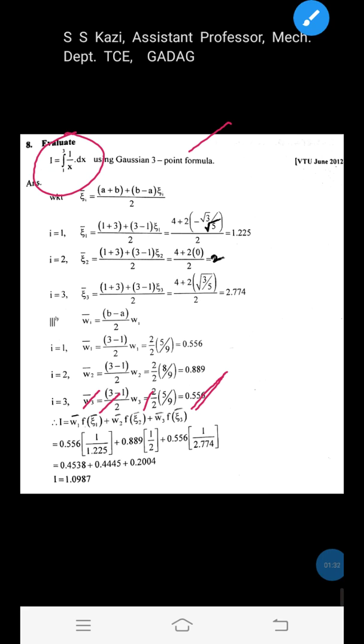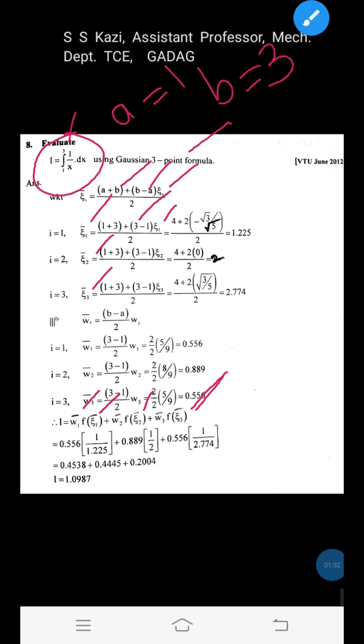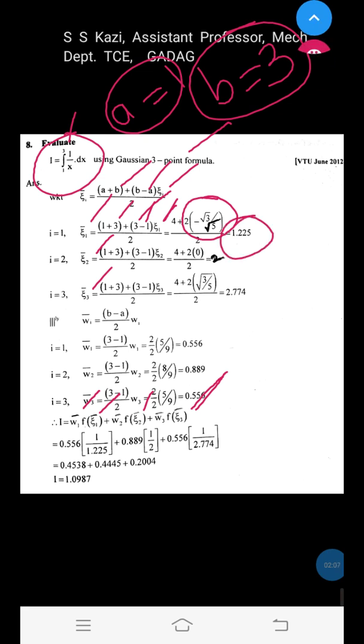Okay, now first you calculate the 3 sampling points, zeta 1 bar, zeta 2 bar, zeta 3 bar, using the formula a plus (b minus a) into zeta i divided by 2. Zeta 1 bar is equal to a plus (b minus a) divided by 2 into zeta 1, where a is equal to 1 and b is equal to 3, because the limit interval is given from 1 to 3. Lower limit is 1 and upper limit is 3. Just substitute a and b values here, and the zeta 1 value for the 3-point formula is given by minus square root of 3 by 5. If we substitute, we will get zeta 1 bar is equal to 1.225.